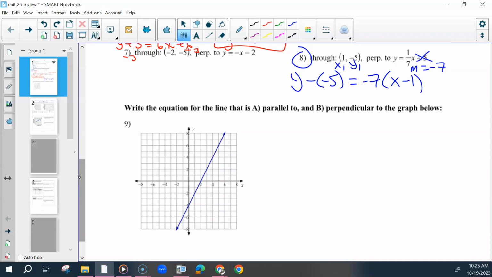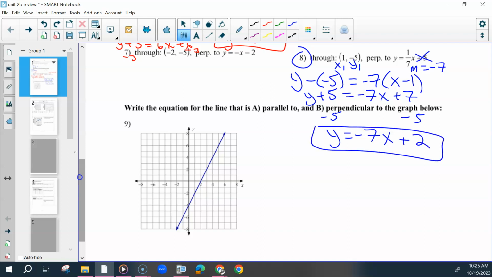Then we can distribute and make these into a plus at the same time. Get rid of the 5 by doing what? Subtracting. Y equals negative 7x plus 2. This is perpendicular to the original. It has a negative reciprocal slope, different y-intercept.